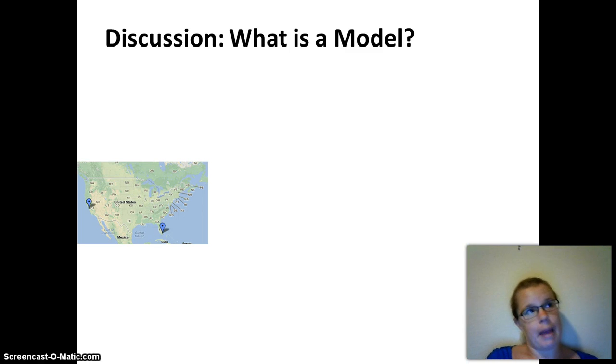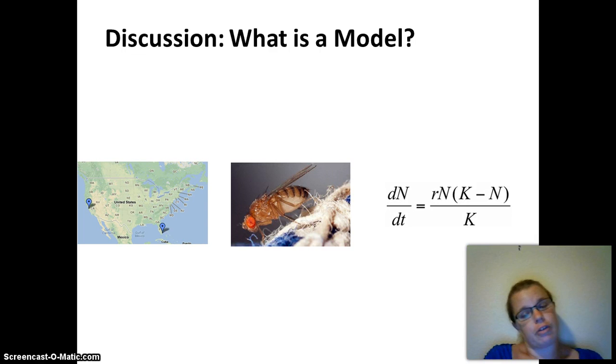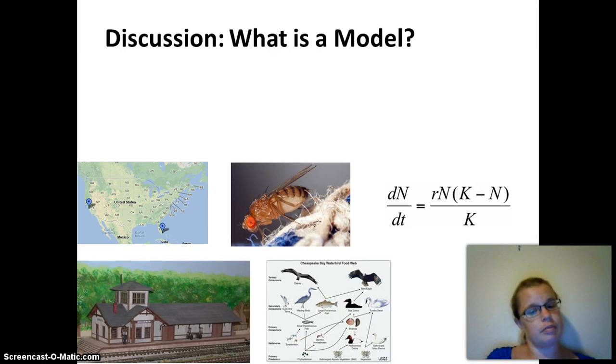First of all, it could be a map that helps us model geographical space. It could be an organism that helps us model other organisms. It could be an equation or some other sort of math that helps us model a process. It could be a model building or train or car that helps us model a thing. It could be a diagram like this that helps us model a concept or a bunch of concepts or a process. So what do we mean when we use the term model?